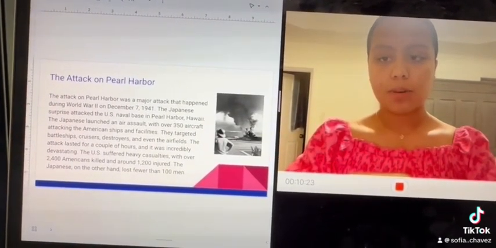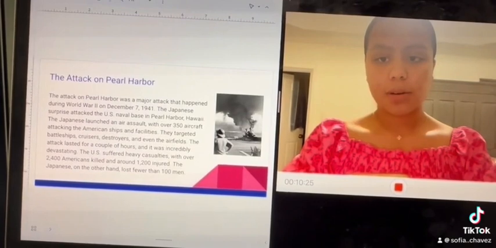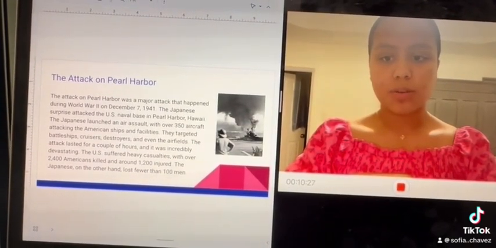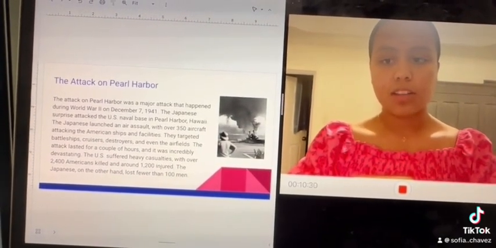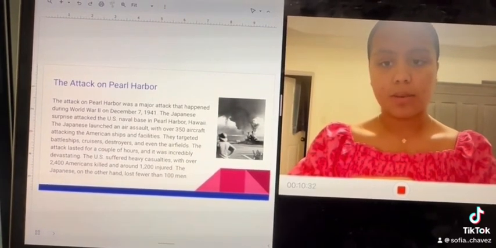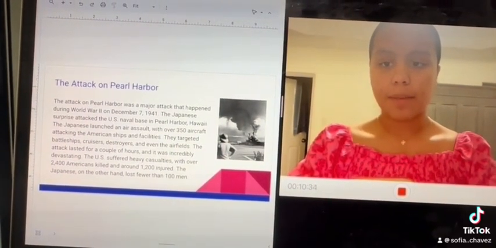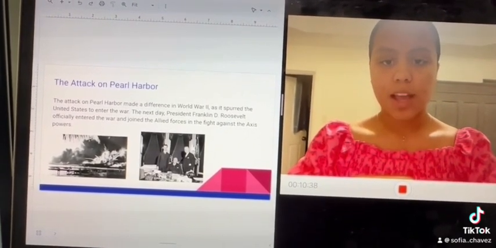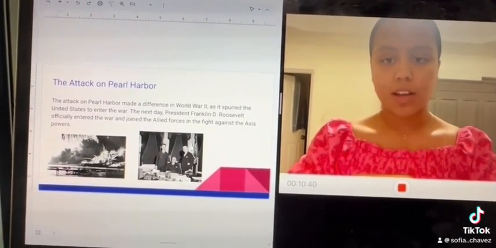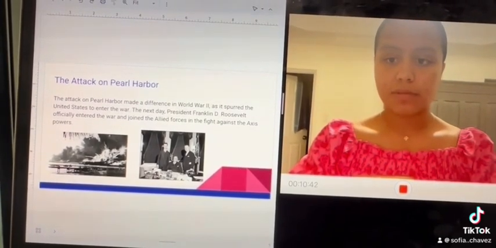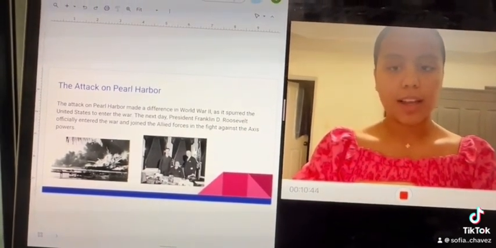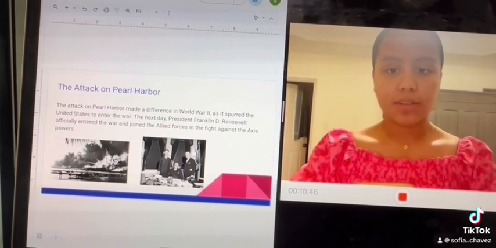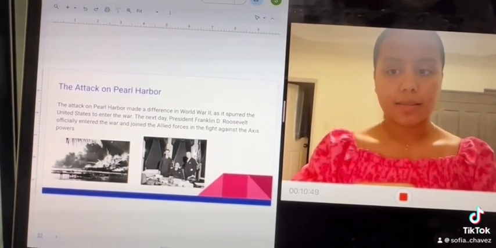The attack on Pearl Harbor. The attack on Pearl Harbor was a major attack that happened during World War II on December 7, 1941. The Japanese surprise attacked the U.S. naval force in Pearl Harbor, Hawaii. The attack on Pearl Harbor made a difference in World War II as it spurred the United States to enter the war. The next day, President Franklin D. Roosevelt officially entered the war and joined the Allied forces in the fight against the Axis powers.